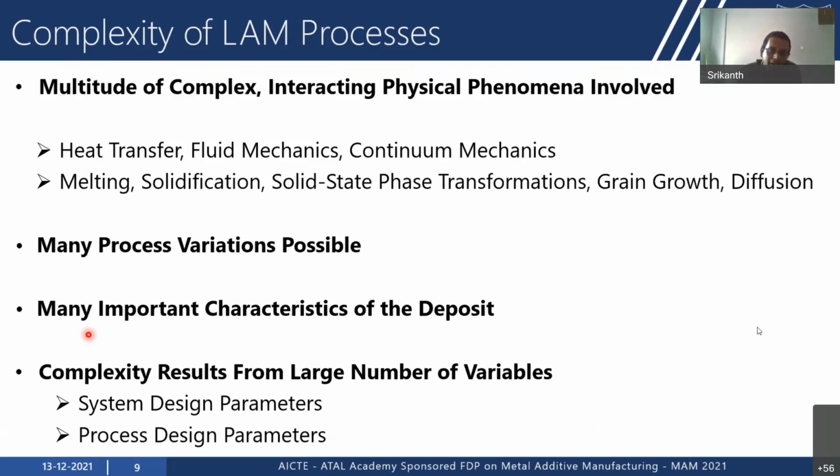Then several process variations are possible. If you're aware, there are different LDED or LPBF machines in the market with different build envelopes, different ranges of laser power, scanning speed, and so on. Especially in LDED, there are some machines that come with a maximum power of 1 kilowatt, whereas some machines go to 3 or 4 kilowatt. You can carry out the process in an open atmosphere for some materials, or you may need to carry it out in an inert atmosphere, especially for titanium or titanium based alloys.